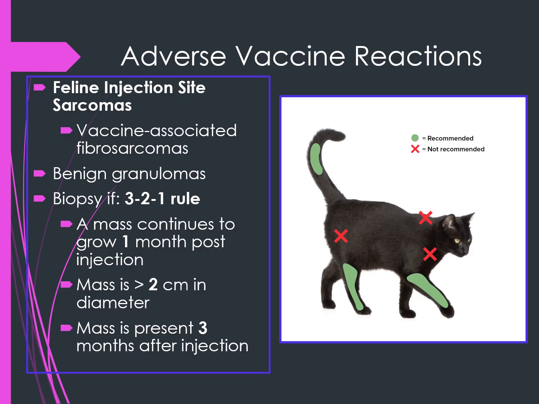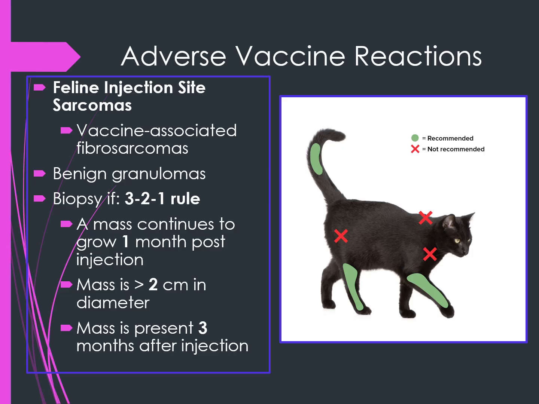Cats especially can experience something called feline injection site sarcomas, which is usually abbreviated FISS or FIS. These are fibrosarcomas that occur due to vaccination. Most of them are benign, but we do biopsy these if they follow what is called the 3-2-1 rule, which is a guideline for veterinarians and cat owners to monitor these sites.